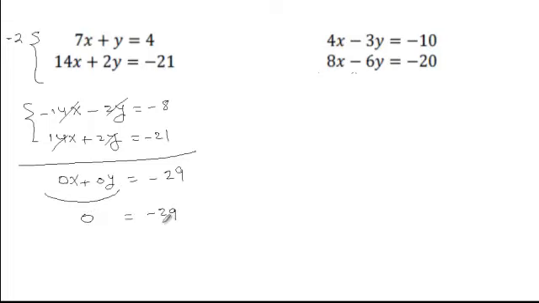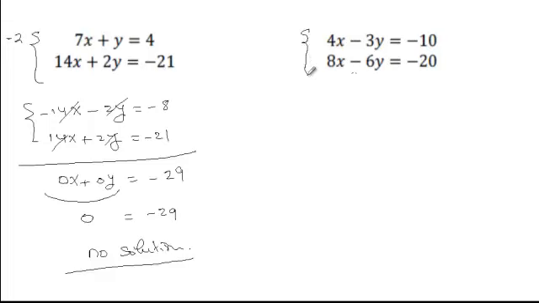Is that possible? Is that logical? There's no logic to say that 0 equals minus 29, so that's impossible. So we say impossible, that we say no solution in this case. There will be no solution for this system of equations because it leads us to a non-logical statement at the end. 0 does not equal minus 29. That's impossible. Let's look at the other system.